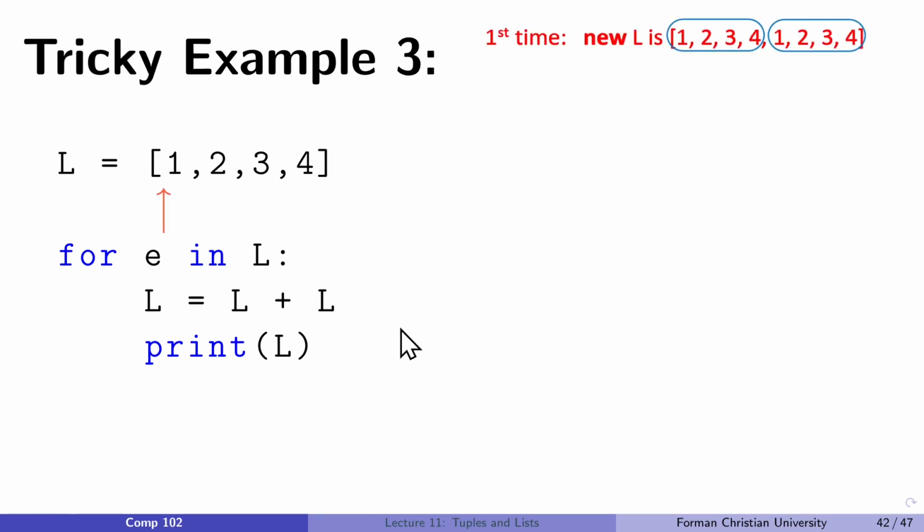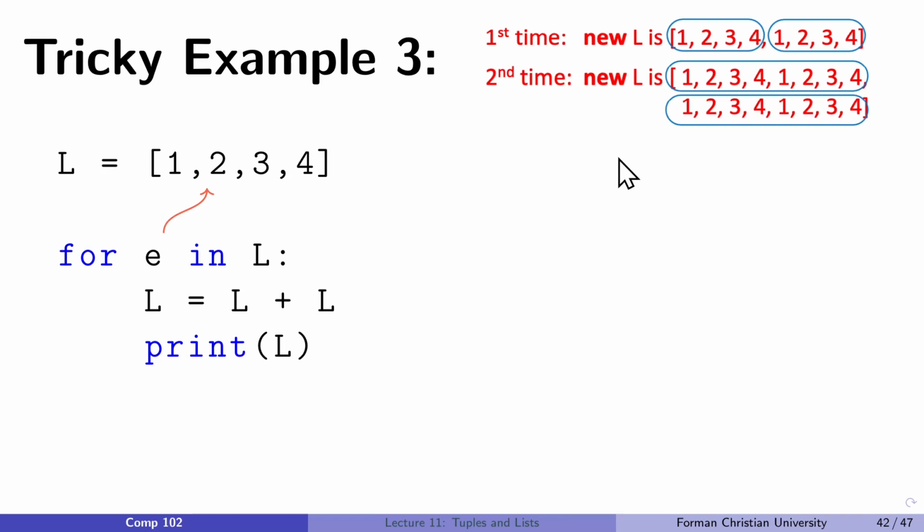All right, so what's happening here is in the first iteration, E is 1, L equals L plus L. So remember that this plus operator is going to create a new list, and it's going to return that back into L. So L is going to be bound to the new list that the plus operator creates. And in the second iteration, E is 2, L doubles again to 16 elements.